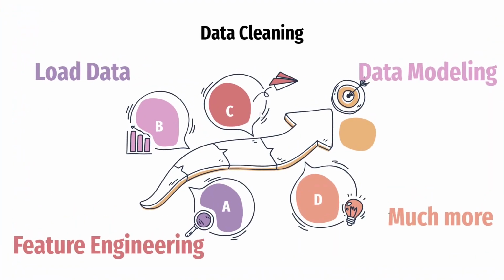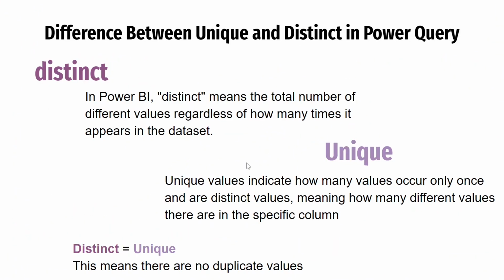So to do this, let me go back to the slide and explain this to you. In Power BI, or basically this one is Power Query, distinct means the total number of different values regardless of how many times each appears. Basically, the number of different values regardless of how many times they appear. For example, if you have 3 names, let's say Janet, John, and Helen. Janet appears 3 times, John appears 4 times, and Helen appears one time. They are all distinct names. We have 3 distinct names, no matter how many times they are repeated.